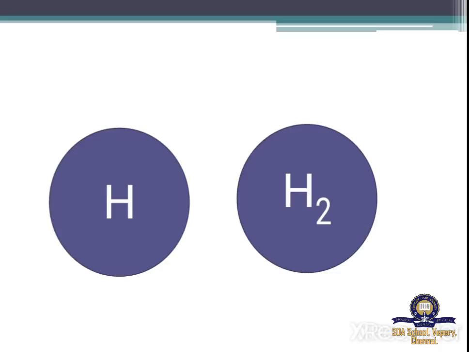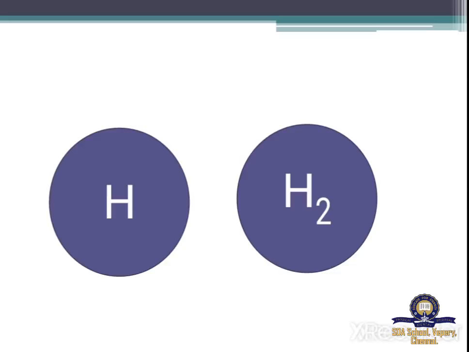So by looking at the formula of a molecule, we can say how many atoms of an element are present in the molecule. For example, here you can see the formula for the hydrogen molecule is H2. From this we can understand that 2 atoms of hydrogen are present in this hydrogen molecule.